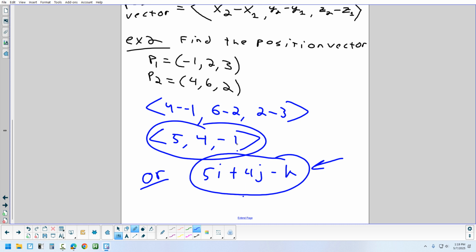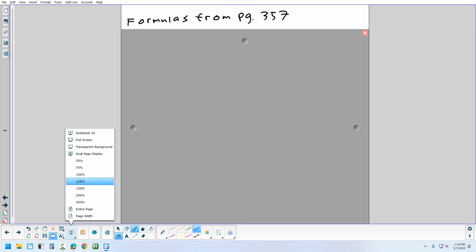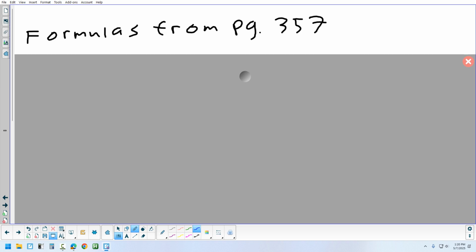Okay. Any questions on finding a position vector in 3D? How many questions are going to be on the test tomorrow? Probably like 16, 17 questions. I'll give you a high five per question. Can I get 100? Possibly, if you would like to, sure.